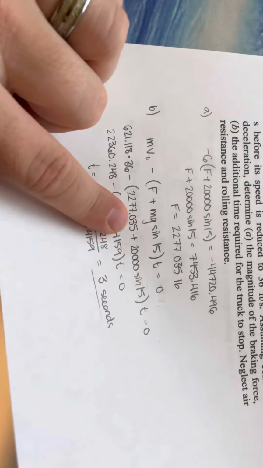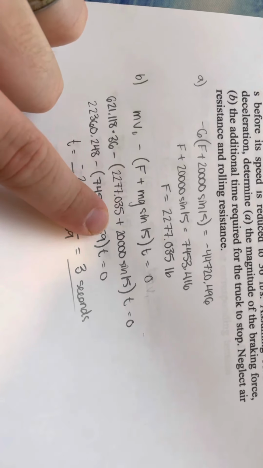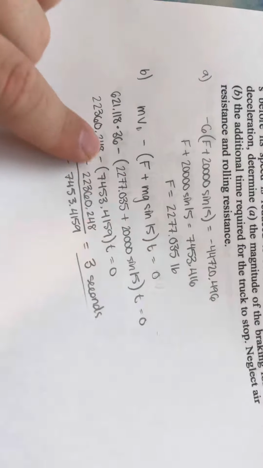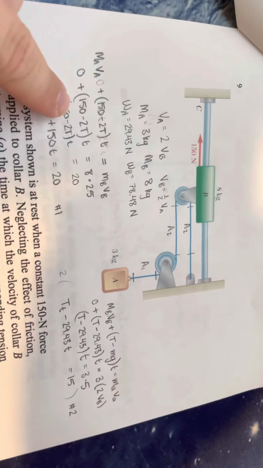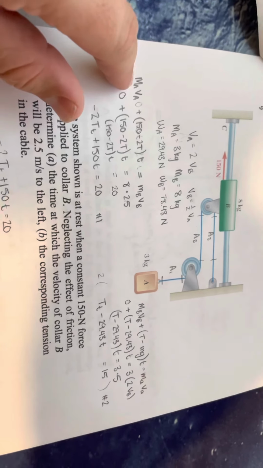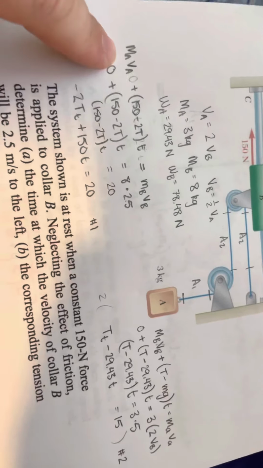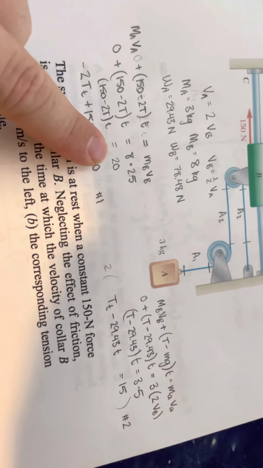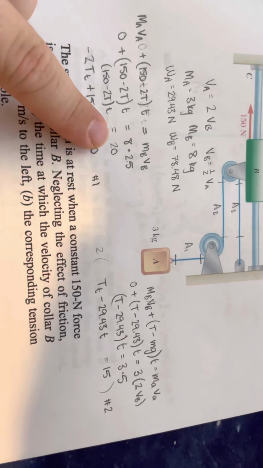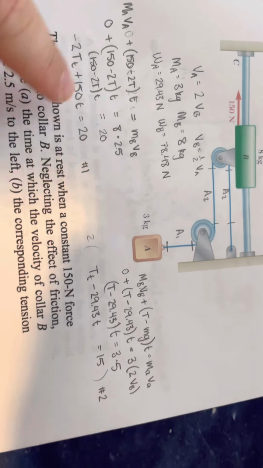Time is 3 seconds. The solutions manual did this differently, but I figured if our acceleration is constant, then our force over the duration would give the same answer, and I did. So do it the same way: mass times velocity plus my force over my duration of time equals my mass times my velocity.